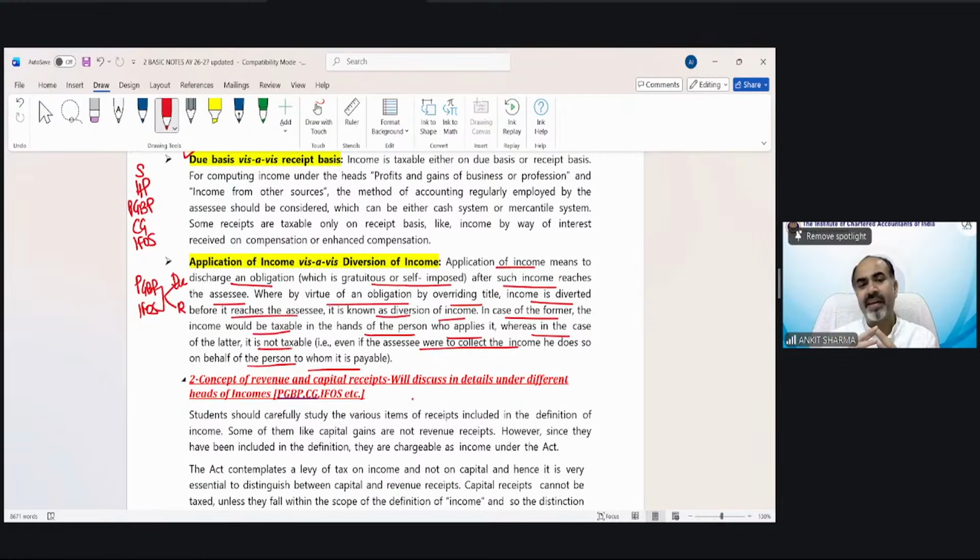So once you have earned any income, or received any income, and after that you utilize that income anywhere, that's called application of income. Suppose you are earning salary of 10 lakh rupees per month from any organization, and you decided to donate 1 lakh rupees to any charitable organization. So you asked your employer that whatever amount of salary I have earned in every month, out of that salary, please transfer 1 lakh rupees to the charitable organization directly.